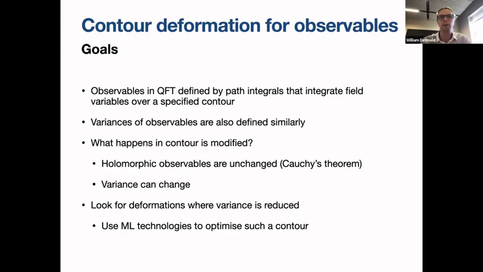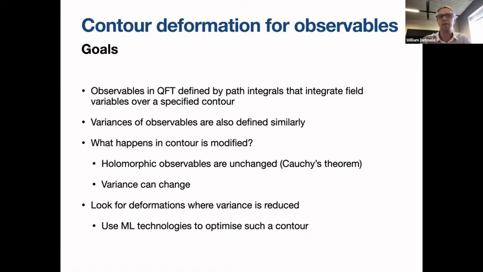Okay, so today we're going to talk about contour deformation as a way of trying to provide improved ways of getting at physical quantities. And of course, observables in quantum field theories are defined via path integrals that integrate over a specified contour. So in a simple scalar field theory, we're just going to be integrating over the real values of the field at each point in space-time.